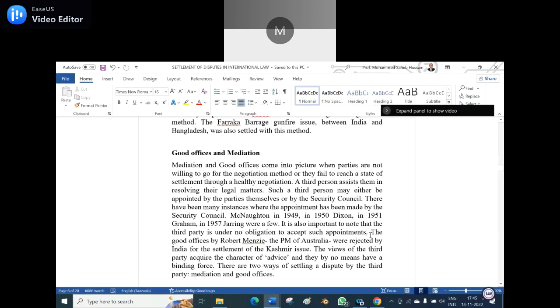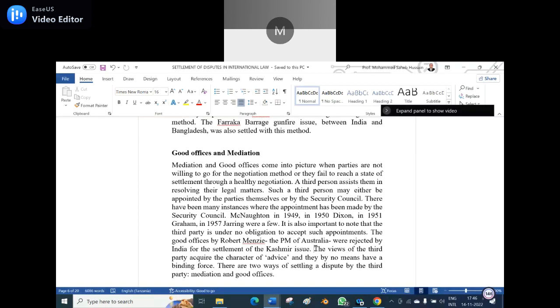The good offices by Robert Menzies, the PM of Australia, were rejected by India for the settlement of the Kashmir issue. As far as the Kashmir issue is concerned, they rejected it because it is our internal matter, no third party could interfere in it. The views of the third party acquire the character of advice and by no means have a binding force. So the third party which is appointed only wants to negotiate, and will not force any party to listen.